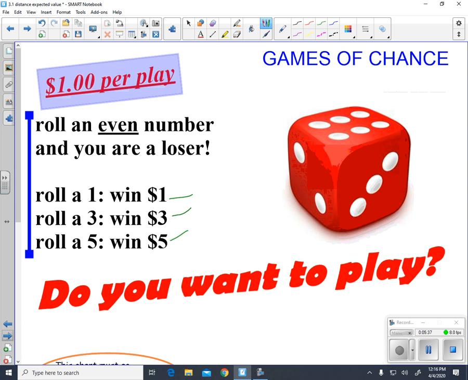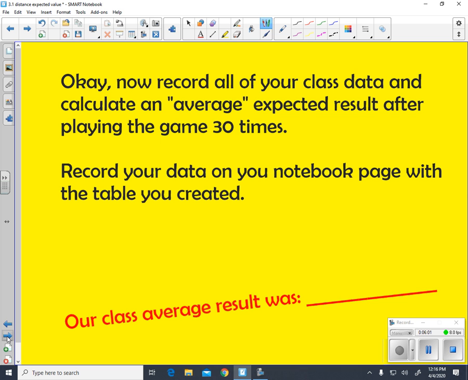So the reason I use this to introduce this lesson is, think about it. Would you want to play? Would you expect to win if you played? I would assume if you didn't expect to win, you probably wouldn't play, right? Well, there's a way we can mathematically analyze this to determine what we would expect to have happen, and we'll be doing that.